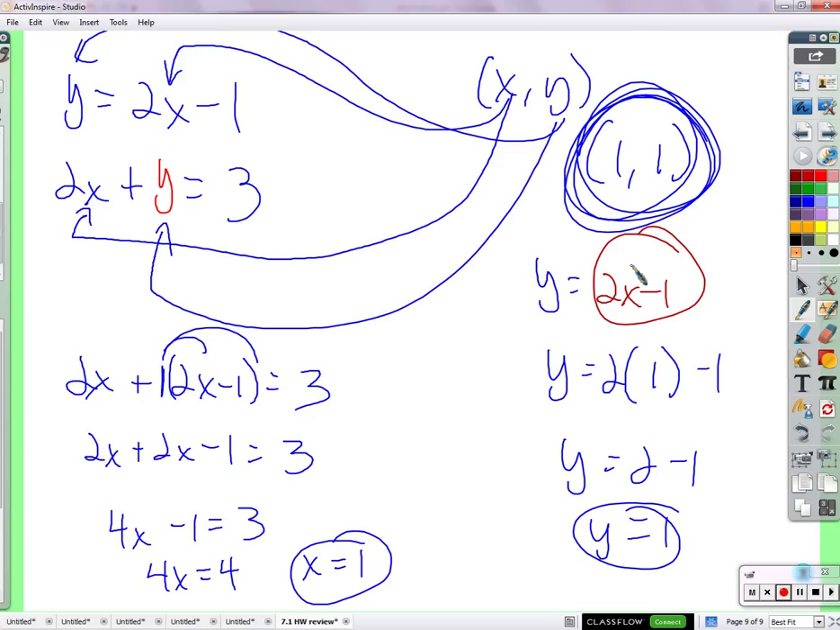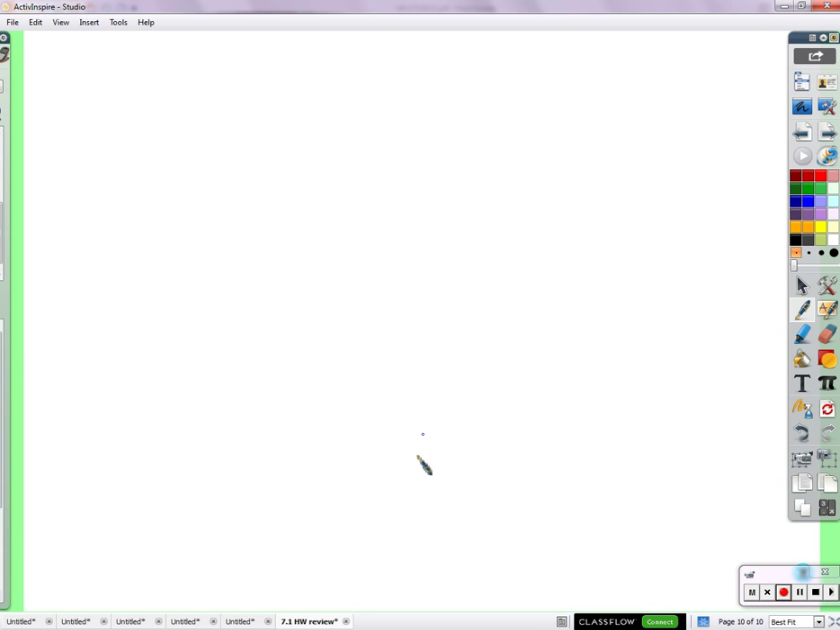Substituting something for the y. We can substitute things for x too, if that's more convenient. Okay, let's try it again. That's a pretty cool little trick.